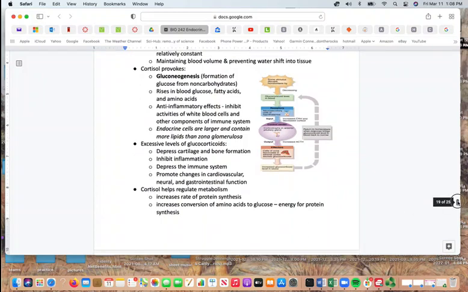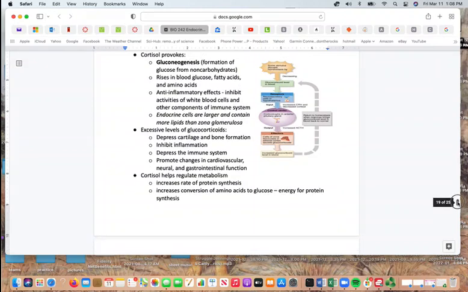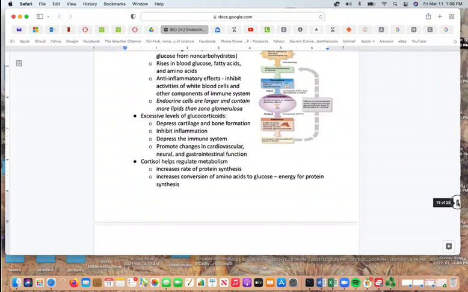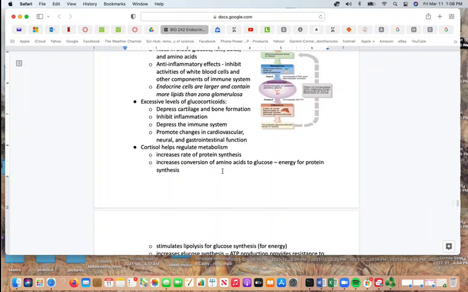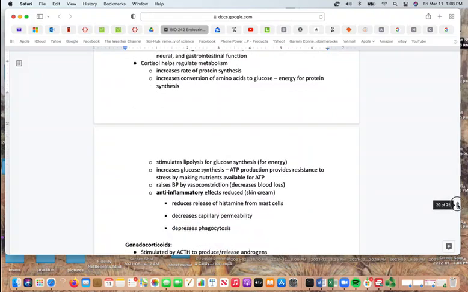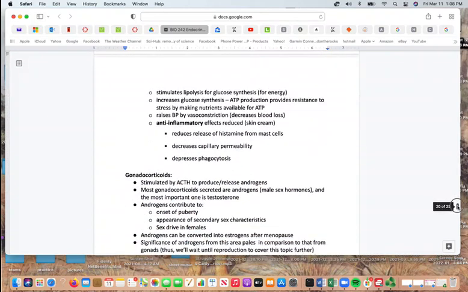So when it affects metabolism, it's going to increase the rate of protein synthesis. It will help convert amino acids into glucose, so that you can get more energy. Again, the goal is to try and give the body enough energy to be able to maintain the stress response. It will also stimulate lipolysis, so that will help you get some energy from fat. It will increase glucose synthesis for more ATP production. Again, it's wanting you to have the energy to be able to deal with the stress.